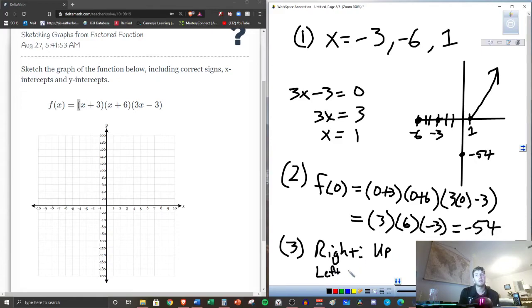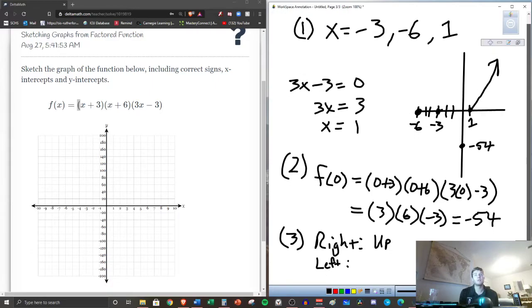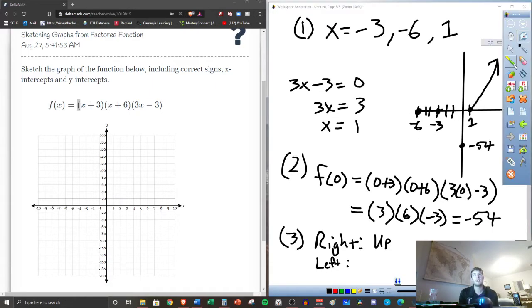What happens on the left? Same or opposite? That's what we want to know. Well, what's the degree? The degree is 1, 2, there's 3 zeros, so 3. No multiplicities this time, so we don't have to worry about that. So the left side will be, it's odd, so that means opposite. So from this -6, we're going to go down.